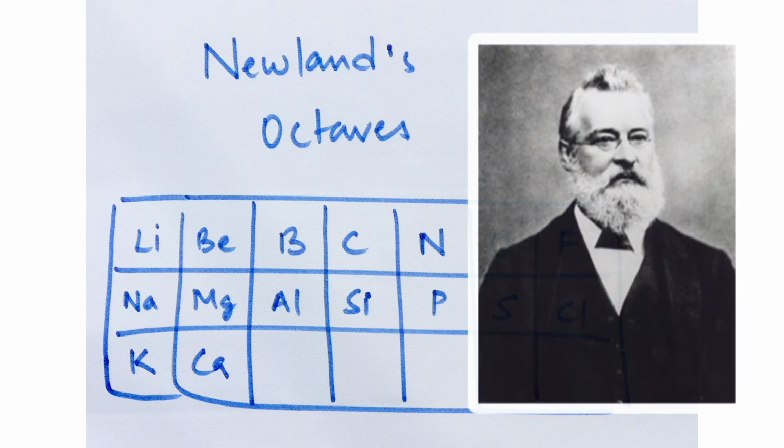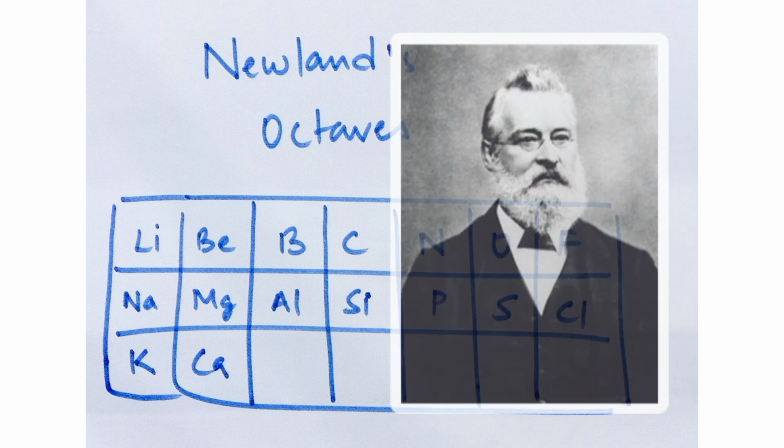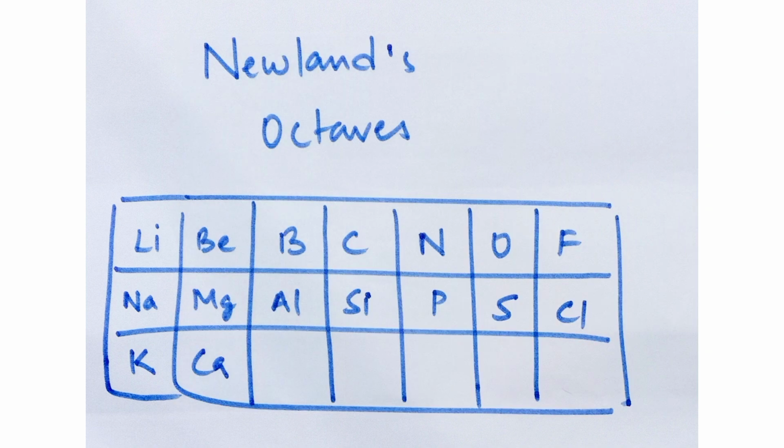Another curious chemist in 1864, Newlands, arranged elements in increasing order of their atomic weights, and he arranged them in such a way that the eighth element was seen to repeat the property of the first element. This was very similar to the periodic table which we have now, meaning elements are arranged in this order. Now, this method was discarded because it didn't leave spaces for undiscovered elements.